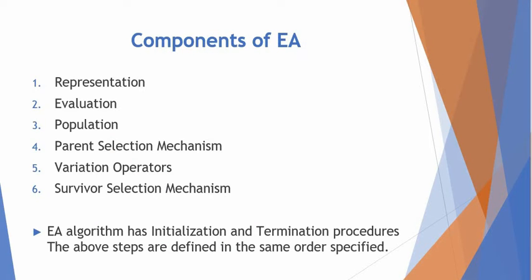There are a few components of an evolutionary algorithm: representation, evaluation, population, parent selection mechanism, variation operator, and survivor selection mechanism. An evolutionary algorithm also has initialization and termination procedures. The above steps are defined in the same order specified.